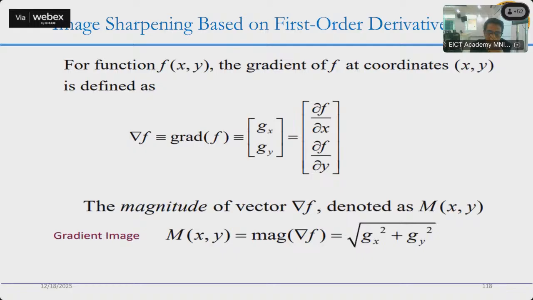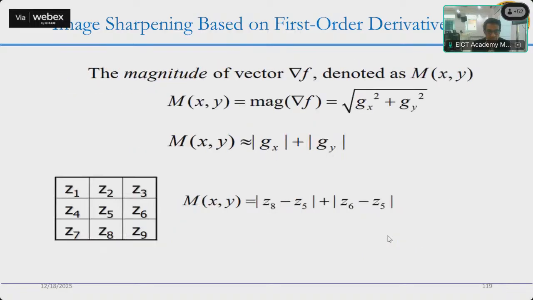Image sharpening based on the first order derivative. For a function f(x,y), the gradient of f at coordinates is defined as grad f equal to gx, gy, that is del f over del x and del f over del y. The magnitude of the vector is denoted as the magnitude equal to gx plus gy squared. If you recall, this is again the Manhattan or city block distance, and these are other ways to take derivatives apart from the Laplacian.